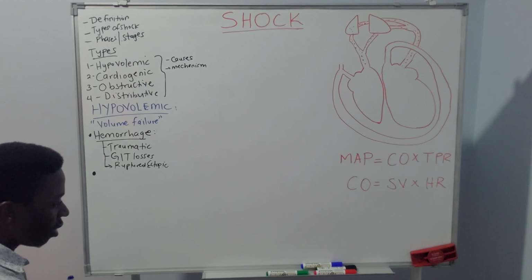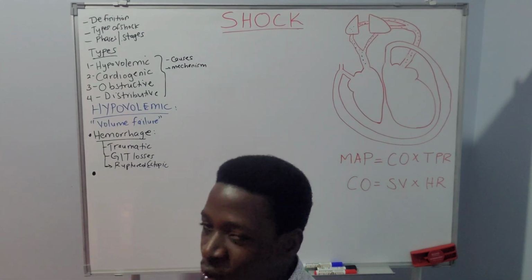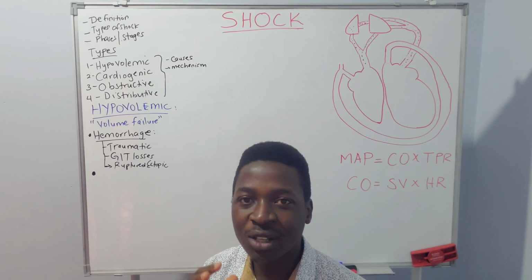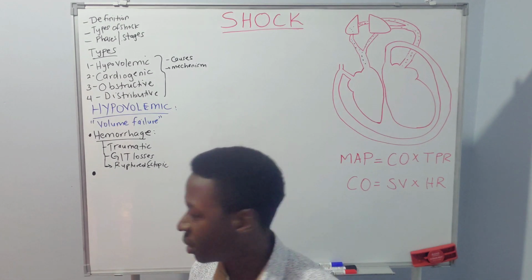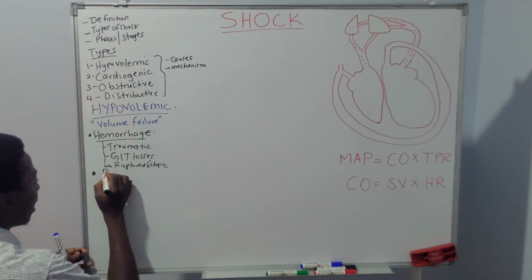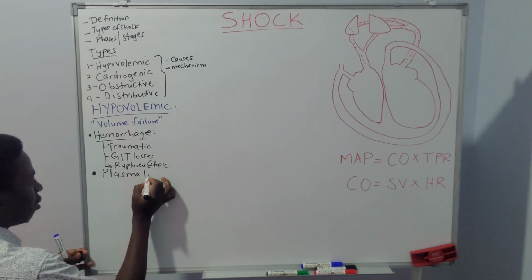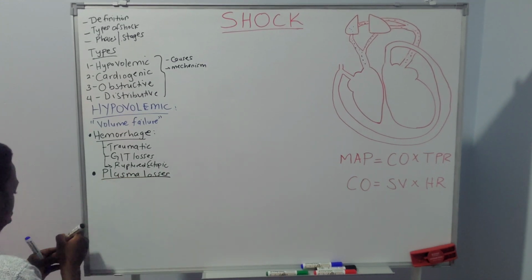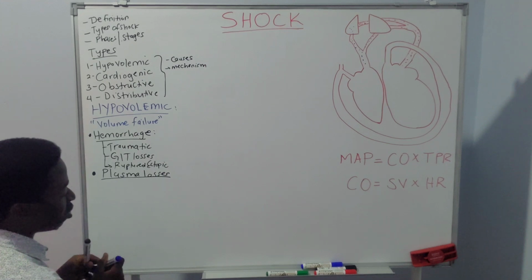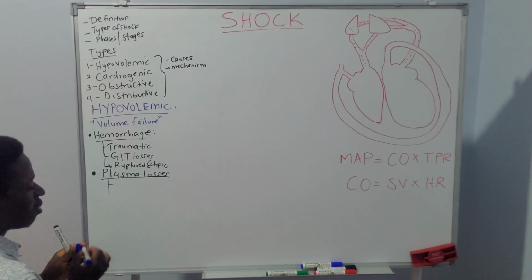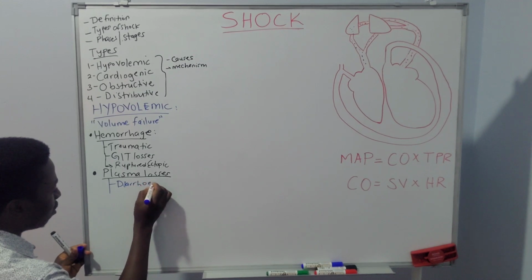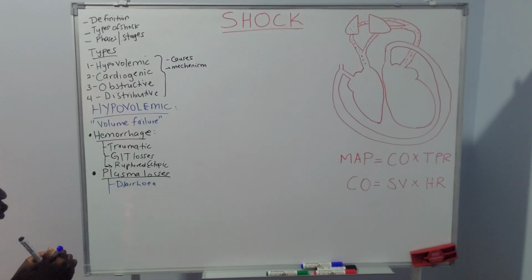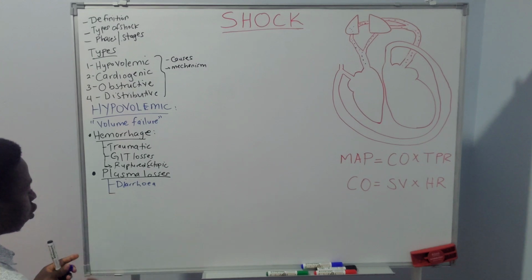So two, you could actually lose plasma instead of losing blood as a whole, or whole blood. So there are things that can cause plasma losses, and these can also predispose you to shock. What are some of these things that can bring about plasma losses? If you undergo extensive diuresis, so diarrhea, bad diarrhea can predispose you to extensive loss of fluid, and you can get into hypovolemic shock.